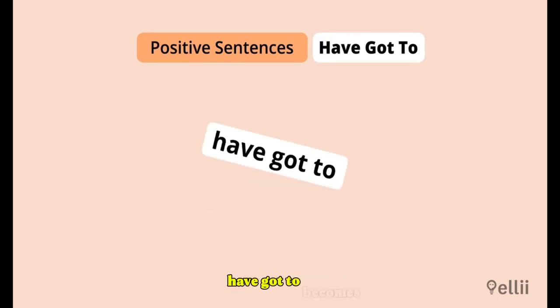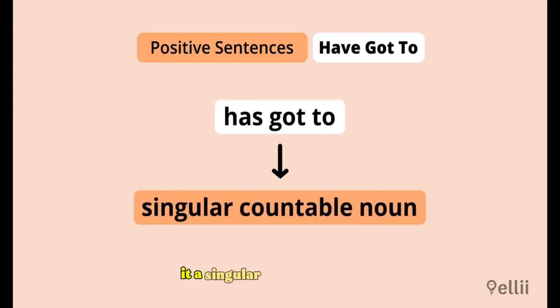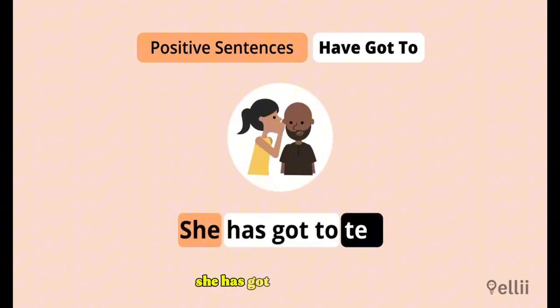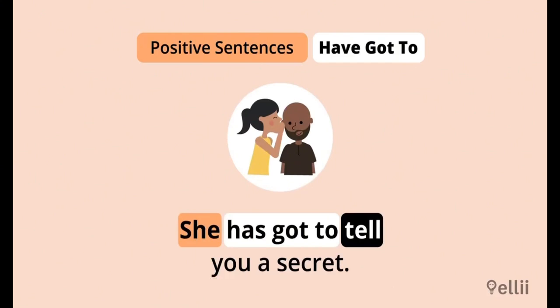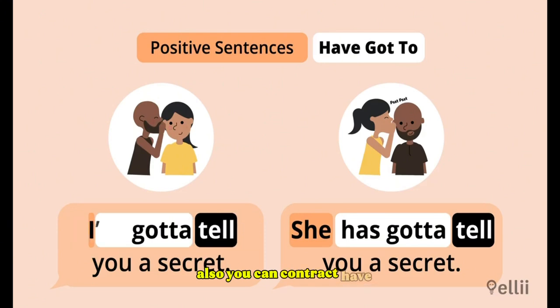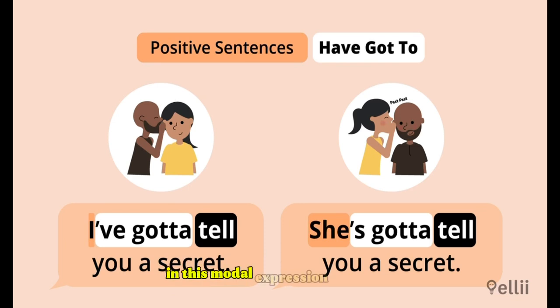Have got to becomes has got to when the subject is he, she, it, a singular countable noun, or an uncountable noun. She has got to tell you a secret. Did you know that got to sounds like gotta in casual spoken English? Also, you can contract have to apostrophe VE and has to apostrophe S in this modal expression.